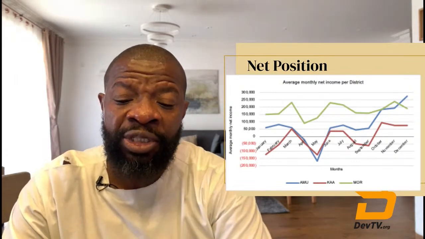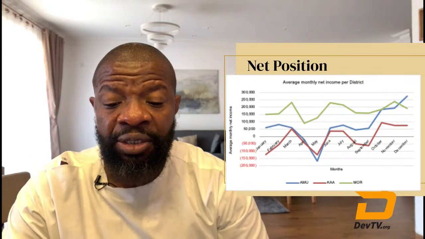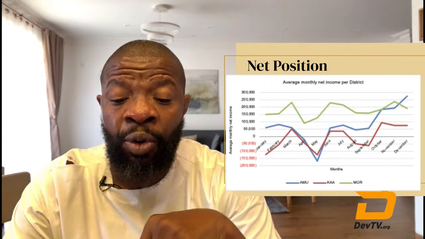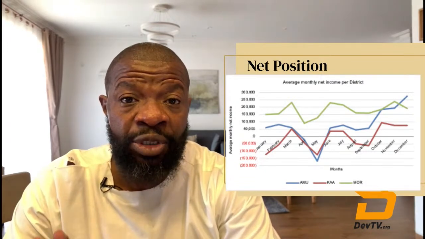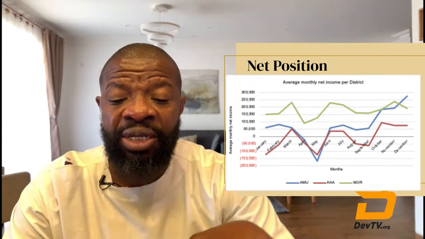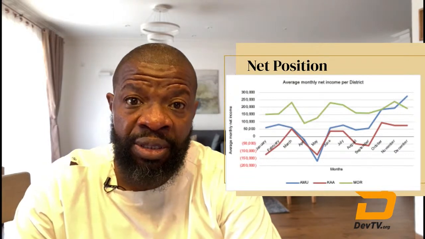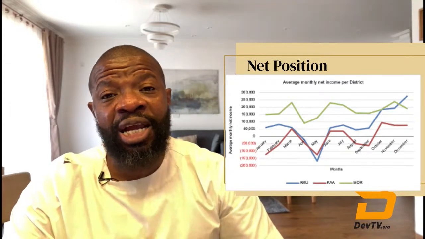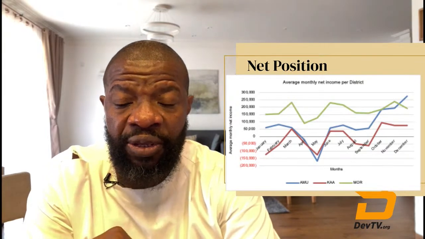If you go then to the second district, in red, as you see in the chart, participants across that district go into negative cash flow for 6 months of the year, 3 times in the year. They go into negative net cash flow position, and the other goes into negative net cash flow position only once in the year.